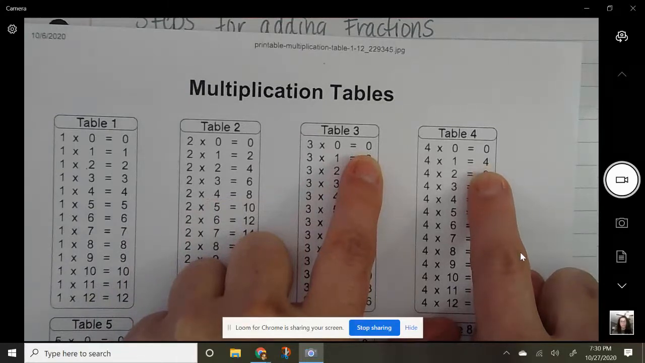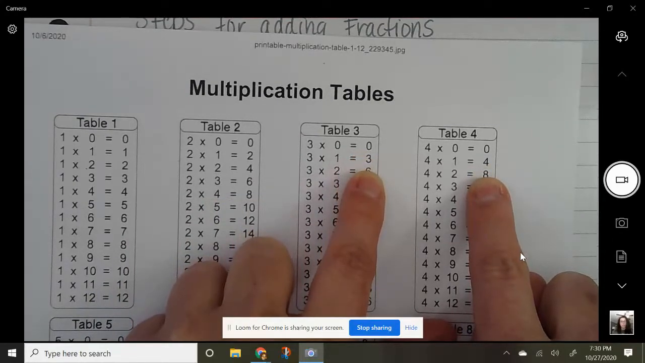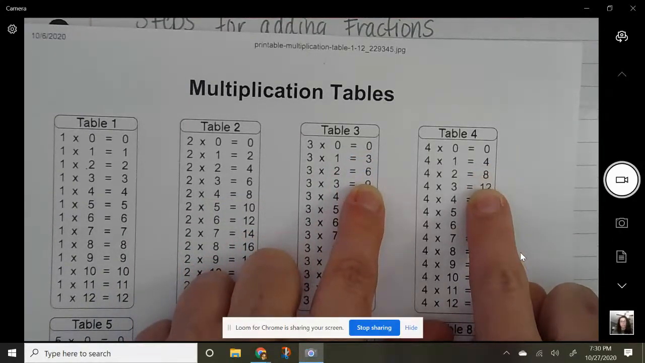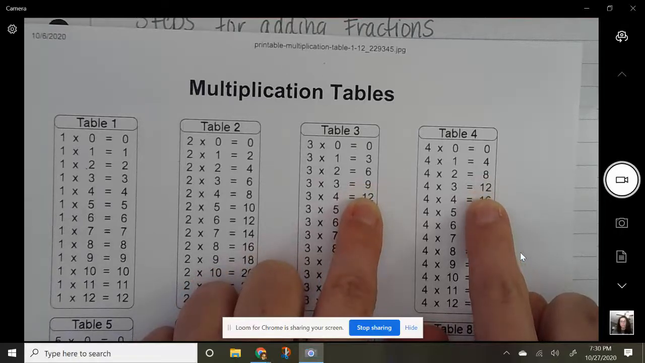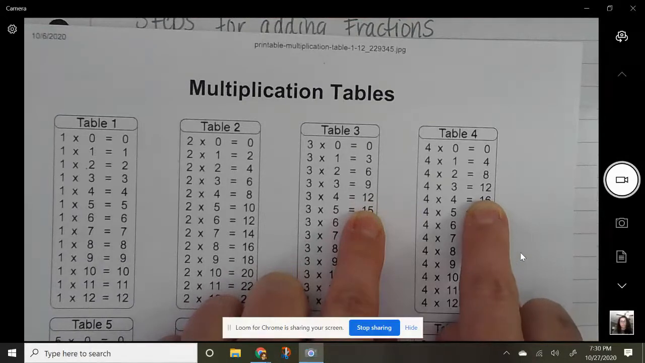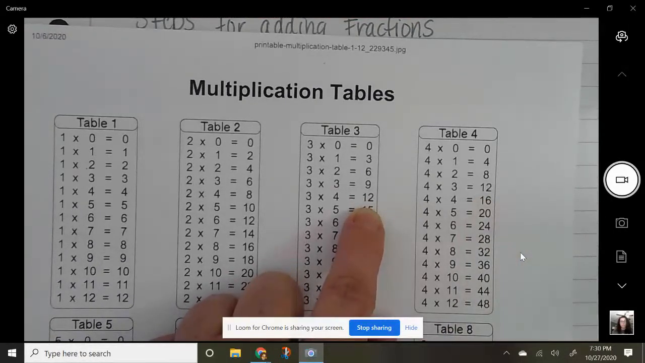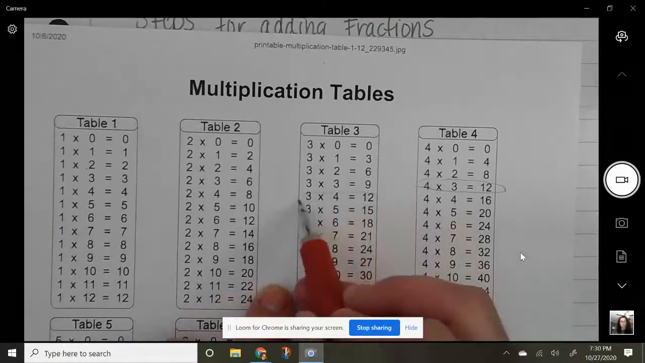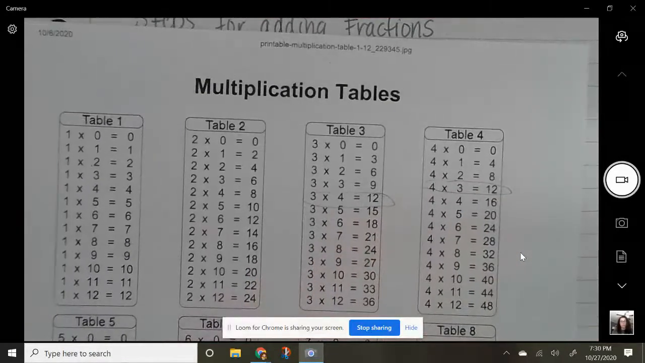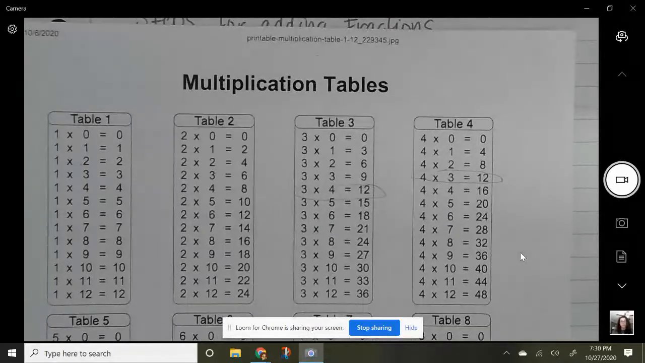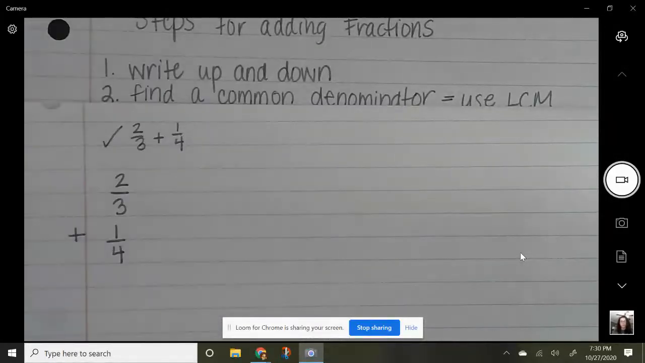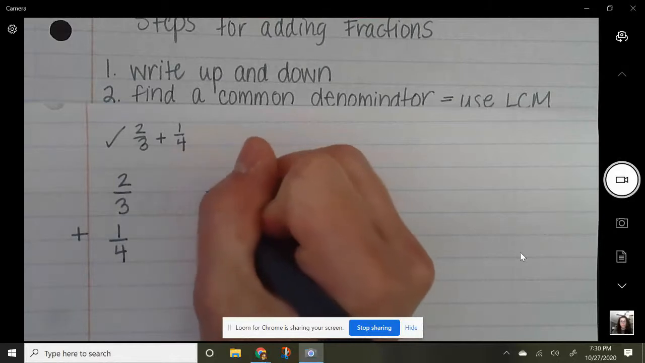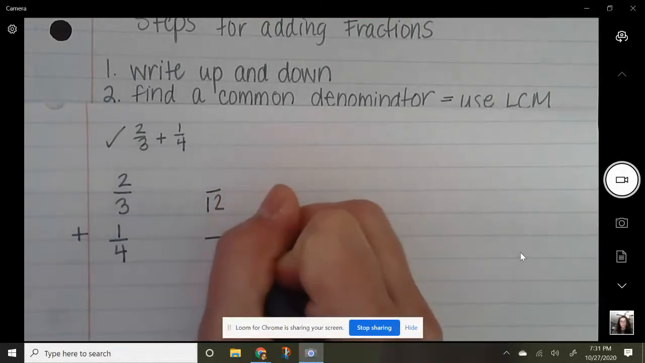Zeros won't work. So I have a 4 and a 3, nothing, still no, no. I found a match, 12. My bottom denominator should be a 12. So I'm going to use this and this right here. So I will go over here and I know I need to make my bottom a 12.